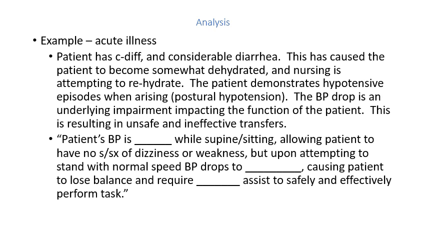And here's just an example of how this analysis statement might start to look. Patient's blood pressure is blank while sitting or supine, whatever those measurements might be, allowing patient to have no signs or symptoms of dizziness or weakness. But upon attempting to stand with normal speed, so just like we can gauge as a therapist what probably is normal sit to stand, we can use some standardized tests for that. But anyway, the patient tries to stand with normal speed, blood pressure drops to blank, causing the patient to lose balance and require blank assist to safely and effectively perform tasks.